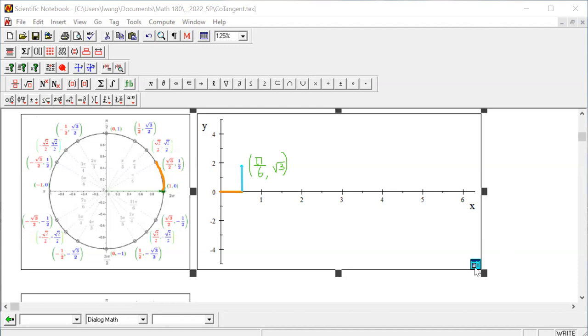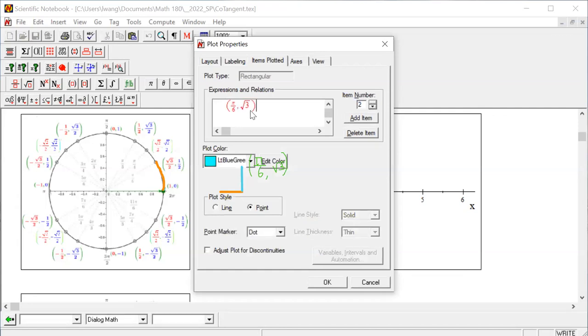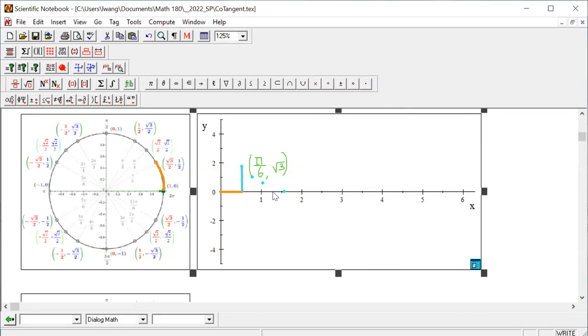So we continue to plot. The next point would be pi over 4, so you guys go ahead and do it. Pi over 4, comma 1. And the next one, pi over 3, root 3 over 3, and pi over 2, 0. There we go. We got these points from the first quadrant.